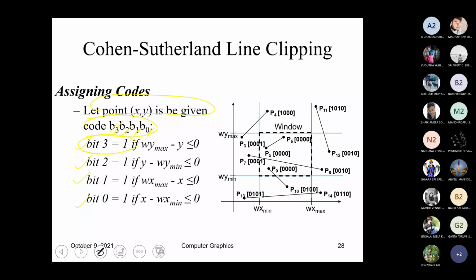So you can see here. If y minus window y min is less than 0, then your bit 2 will be 1. Then if window x max minus x is less than 0, then your bit 1 will be 1. Again if x minus x min is less than 0, then bit 0 will be 1. Just remember you are going to assign some code for that. Clear now? Just remember this one.